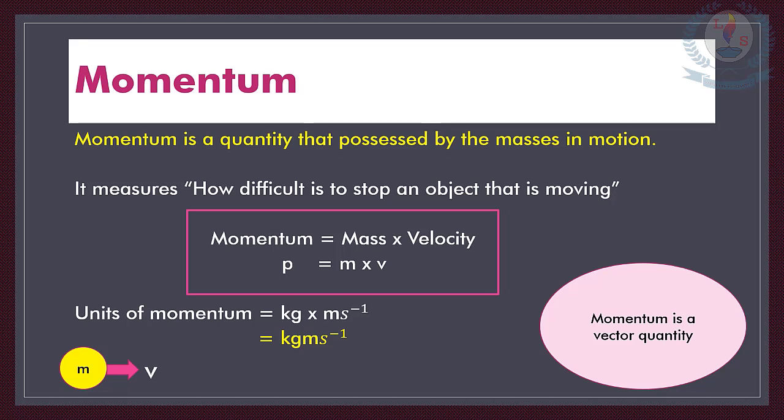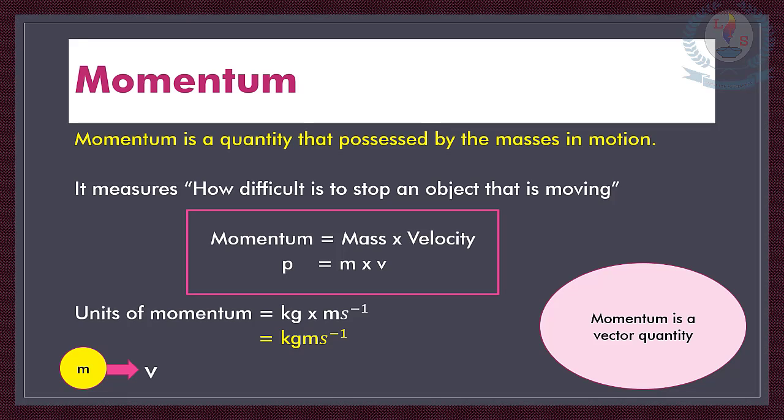Momentum. Momentum is a quantity possessed by masses in motion. It measures how difficult it is to stop an object that is moving. Momentum can be found by the equation: momentum equals mass multiplied by velocity. In simple form, p equals mv. The unit of momentum is kilogram meters per second.